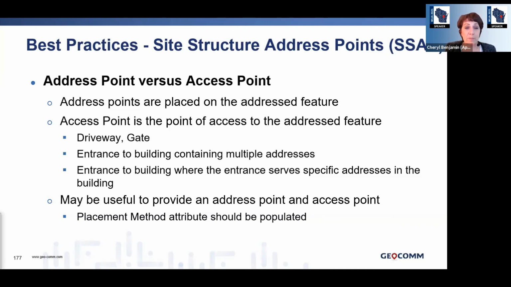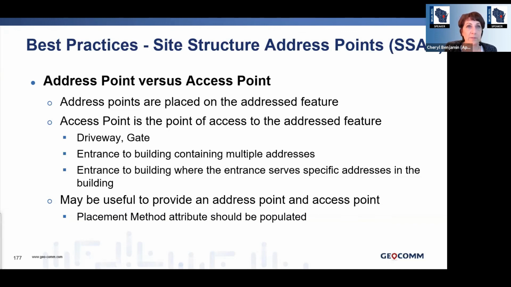So sometimes it's useful to provide both that address point and the access points. And if you do that, you want to make sure that your access point has the exact same attribute values as the attributes that you put on your structure point. The only thing that should be different is the placement method attribute that's populated differently. So let's take a look at one of these.